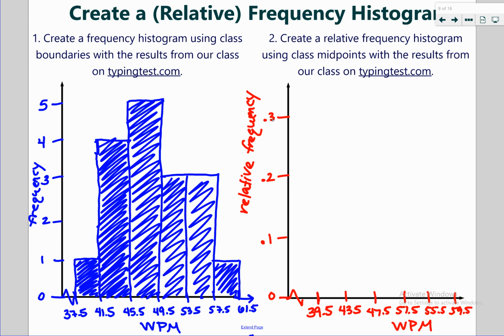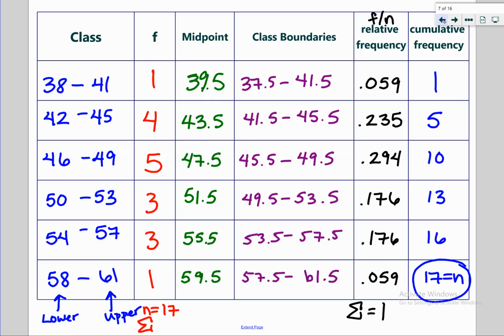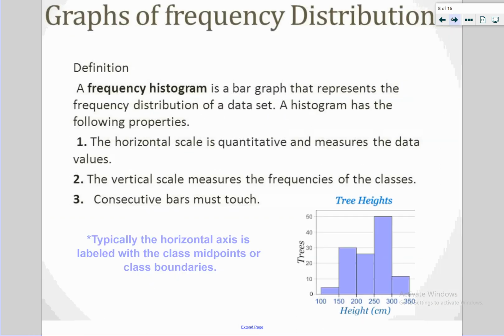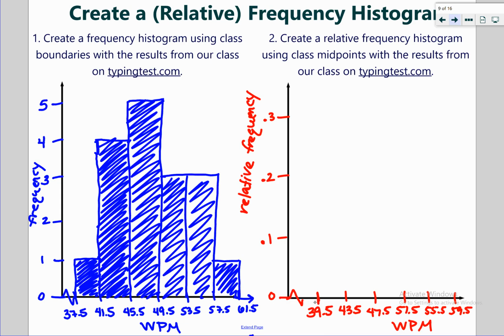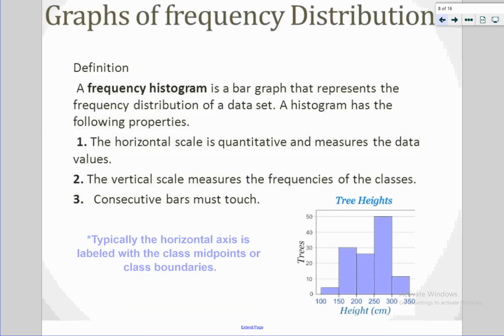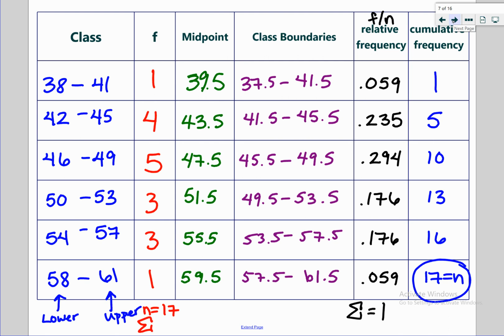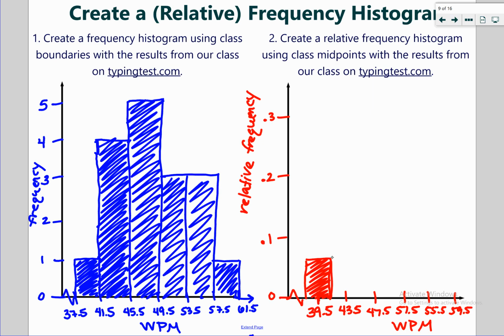All right, my first class had a relative frequency of 0.059. So when I draw this histogram bar, it's going to go about halfway up to the 0.1. And it's going to be on either side of that midpoint that I've labeled 39.5. Okay. And then just make sure your bars touch and continue that process. 0.235 and 0.294 are my next two.